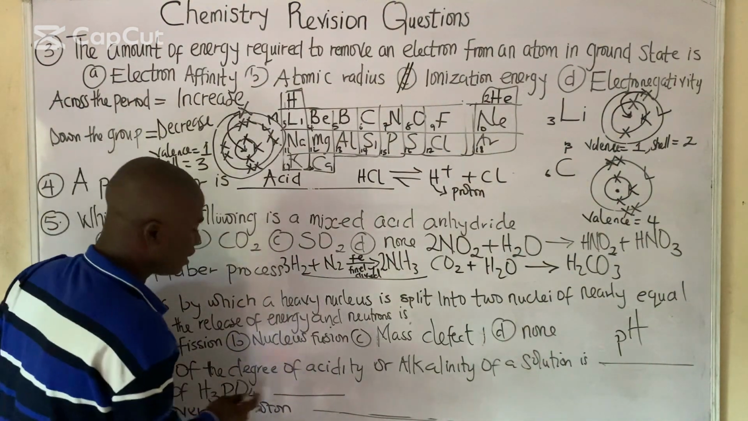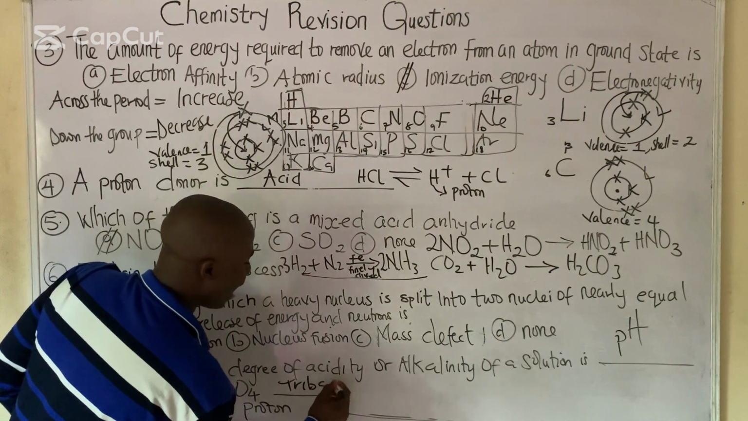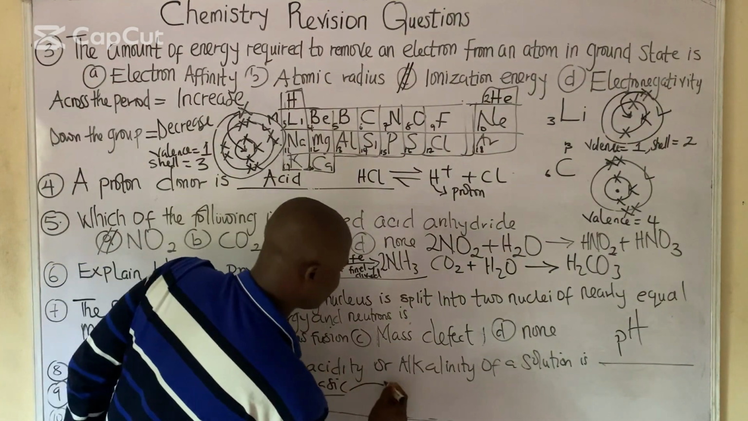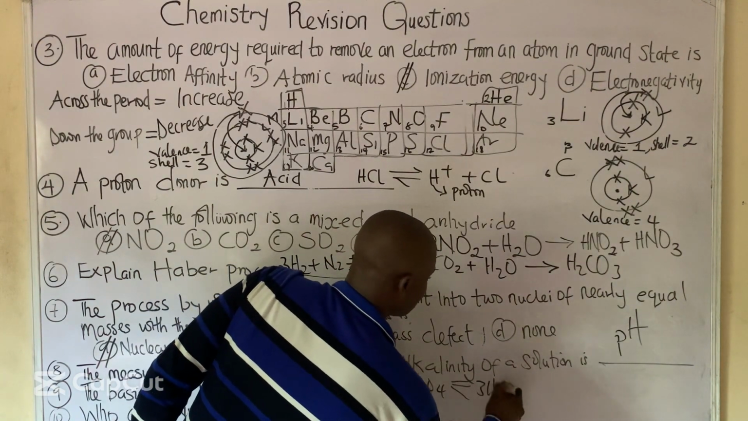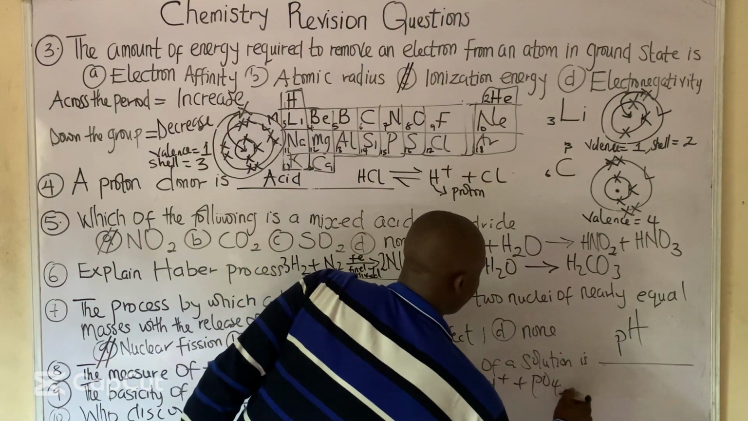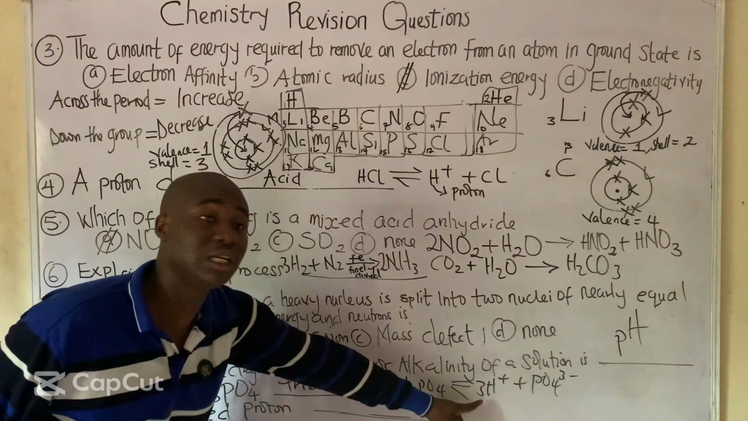The basicity of this acid is what? It is tribasic. Why is this acid tribasic? It is tribasic because when we dissociate this acid, we're going to get 3H plus, plus the radical PO4 3 minus. It is actually tribasic.